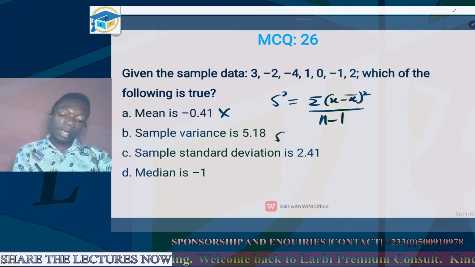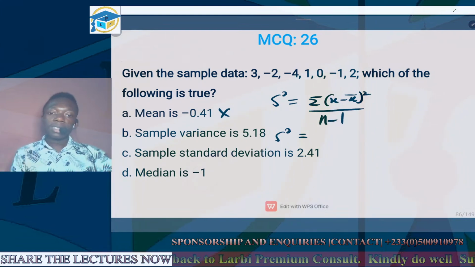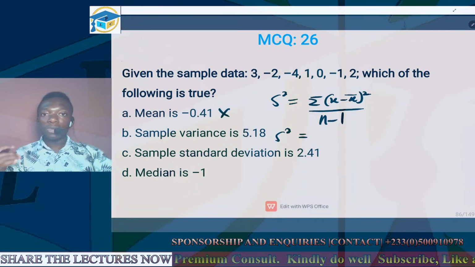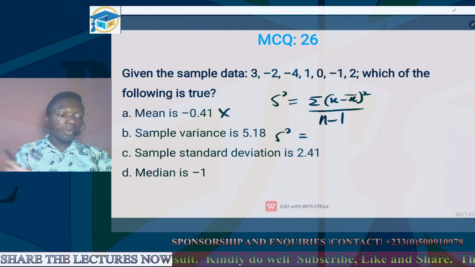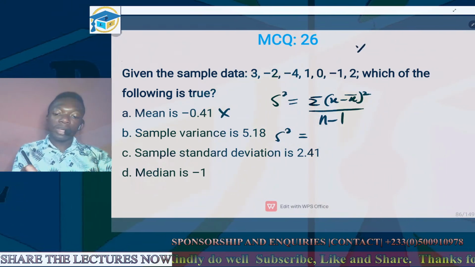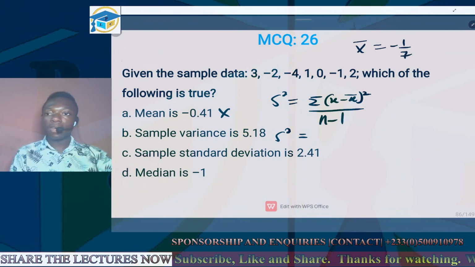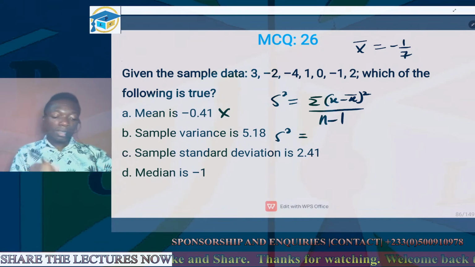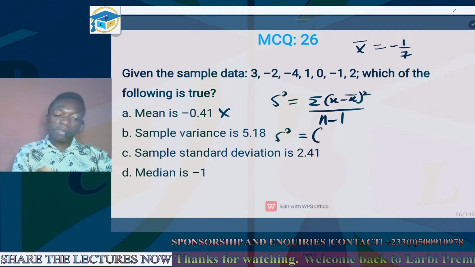So s squared should be equal to, we are going to deviate the mean from the original set of data. We computed that our mean in fractional form was -1/7, if you can remember. So to compute the sample variance, we're going to deviate the mean from these values.